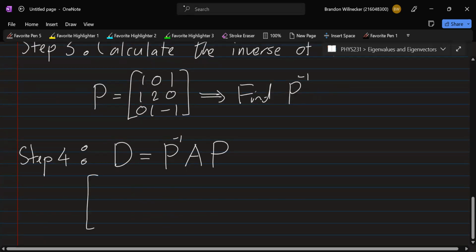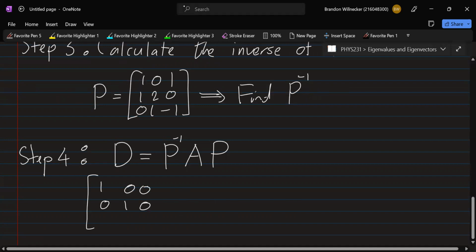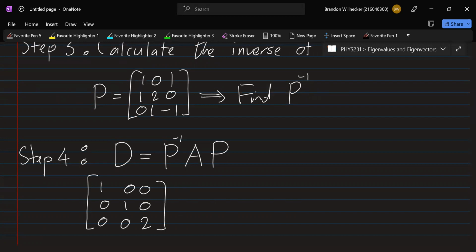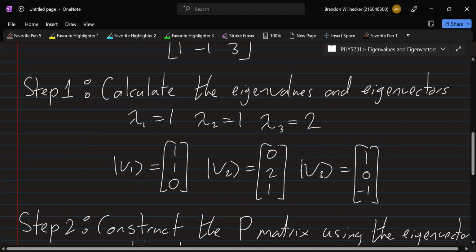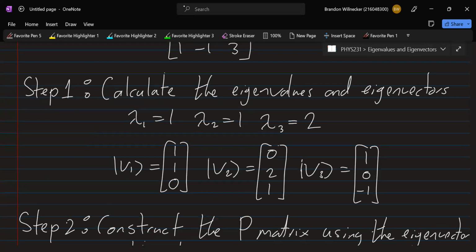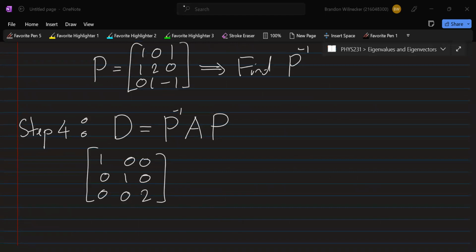D is the diagonal matrix where the diagonal elements are in fact the eigenvalues. So we have [1, 0, 0; 0, 1, 0; 0, 0, 2] in that order, because we chose V1 to be the first column, V2 the second, V3 the third, which means the corresponding eigenvalues 1, 1, 2 are also matched up column-wise. If you swapped the eigenvectors, then these eigenvalues would also be swapped, but it will always be diagonal.